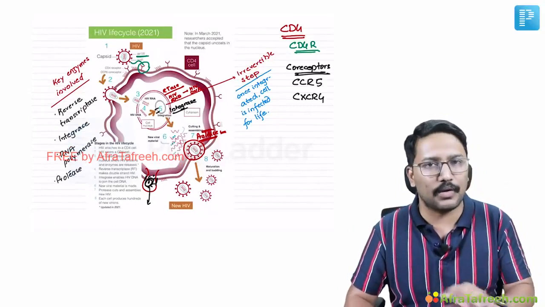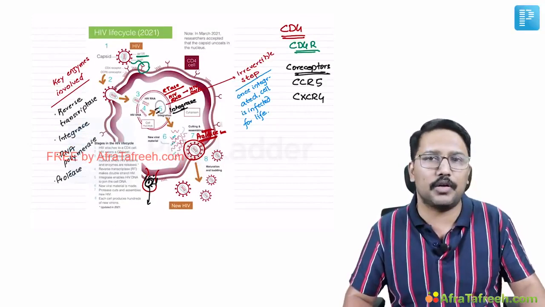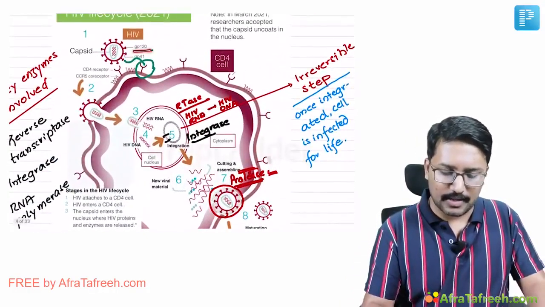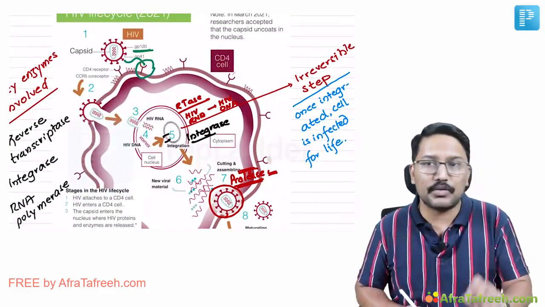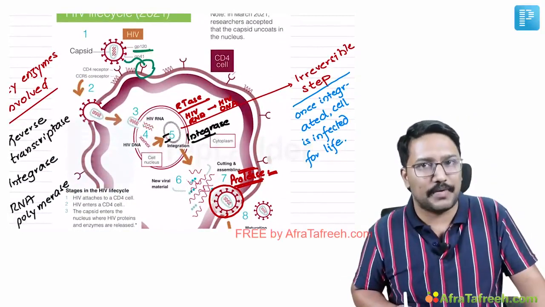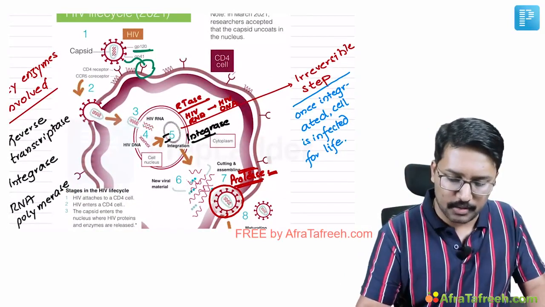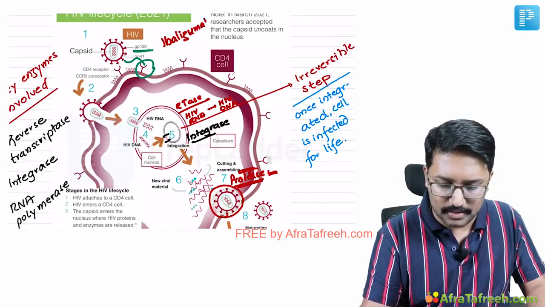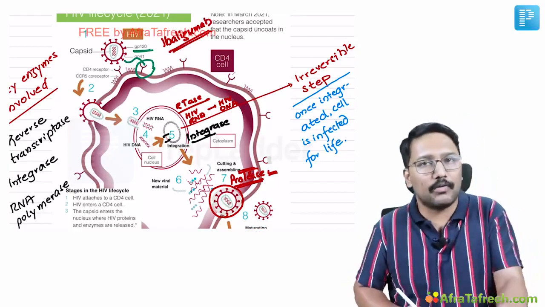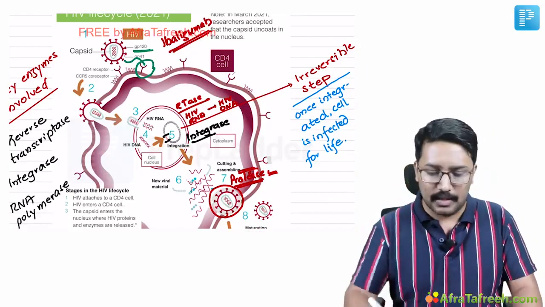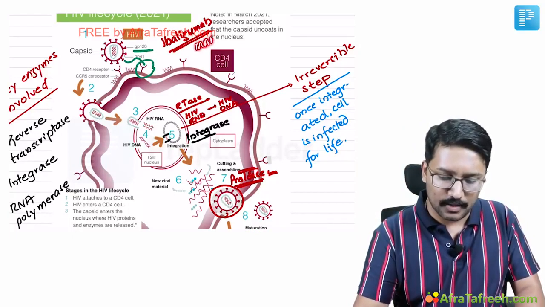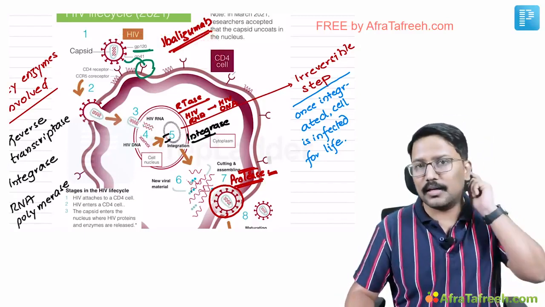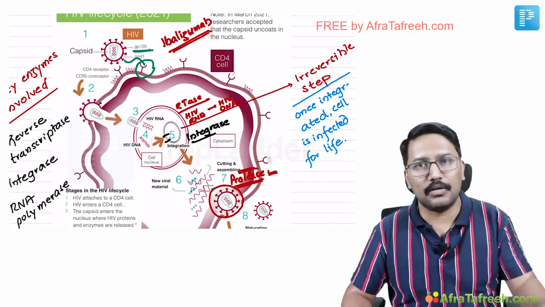Now just a quick look at the potential targets for treatment of HIV. First we were talking about this GP120 getting attached to CD4 receptors. Can we do something to prevent this attachment itself? Yes, we can. We have developed a monoclonal antibody called ibalizumab. Ibalizumab is a monoclonal antibody against CD4 receptors, right?